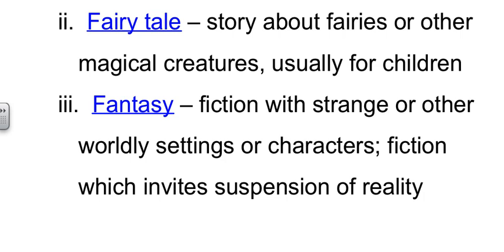The second genre we're going to talk about is the fairy tale, which is a story about fairies or other magical creatures, usually written for children. Think Tinkerbell. The next one is fantasy. Fantasy is fiction with strange or otherworldly settings or characters, or fiction which invites suspension of reality. Fantasy is really that category that takes us to other places and other times with things that can't possibly happen. Anything like The Hobbit is fantasy. Anything that takes you to another world like that is going to be in the fantasy genre.